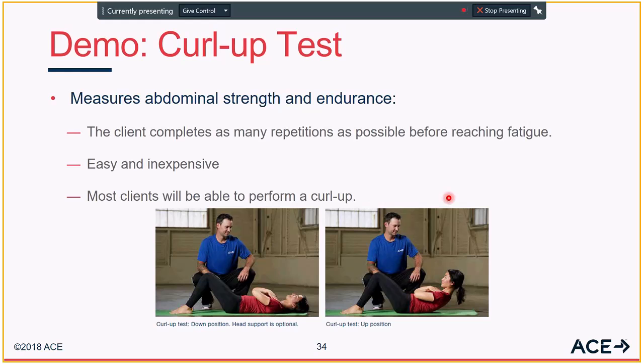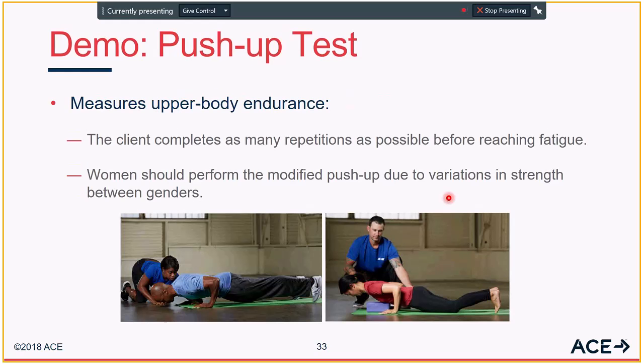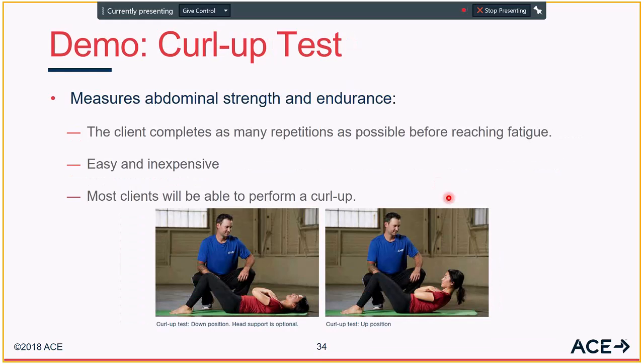So push-ups is a good way to get your upper body endurance, and then curl-ups would be good to get your core muscular endurance. You can also do a plank if you want. So you can have your client hold a plank for as long as they can and record that time. However, if they have weaker shoulders or weak back muscles, the plank may not be as good as the curl-up test.